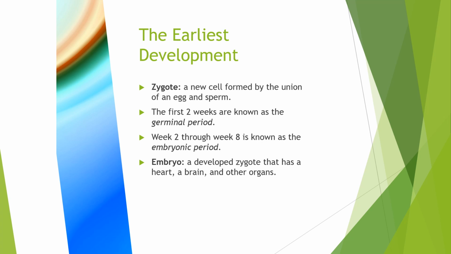So it starts whenever the sperm and egg get together and a zygote is formed. That's the first 2 weeks, the germinal period. Then week 2 through week 8 is the embryonic period, where that zygote now turns into an embryo. And you have a heart, a brain, and other organs. These organs are clearly recognizable despite being at a primitive stage of development.